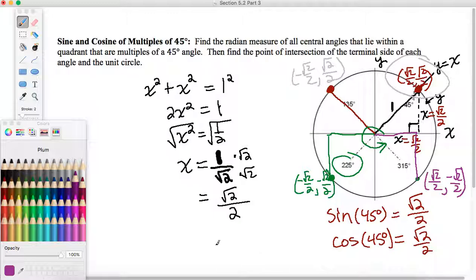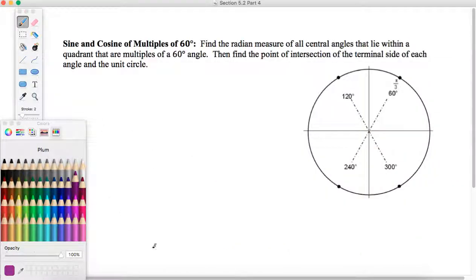All right. And so I could find the cosine of 225 degrees by looking at the x coordinate of this point where this angle cuts through the unit circle, and that's going to be negative square root of 2 over 2. All right. And so that's how we find the sine and cosine of values that are multiples of 45 degrees that are in a quadrant. All right. Let's see what happens for another type of angle.